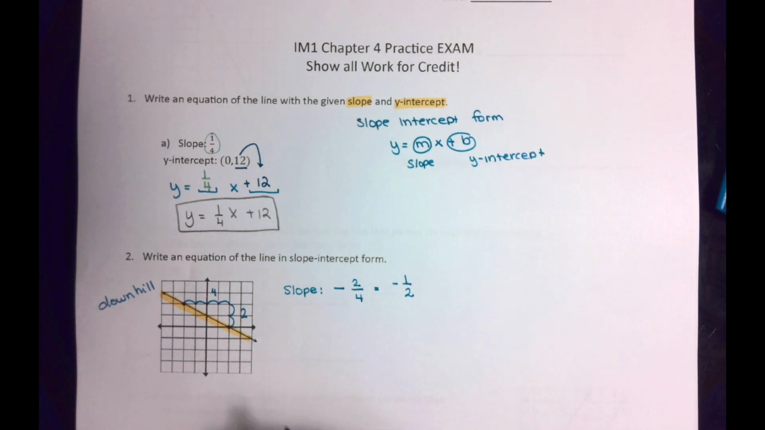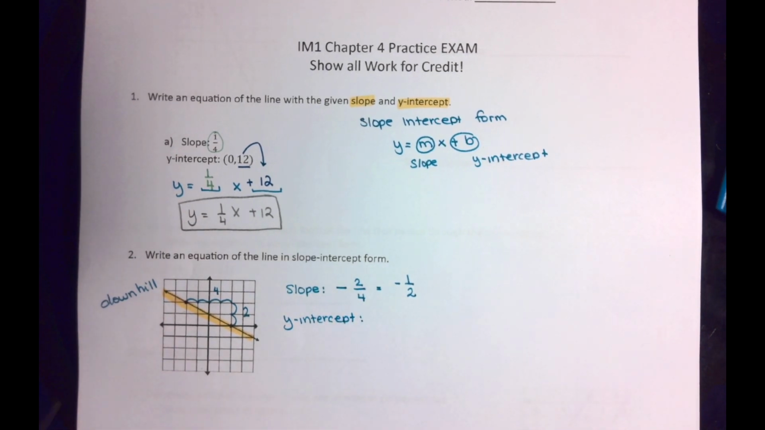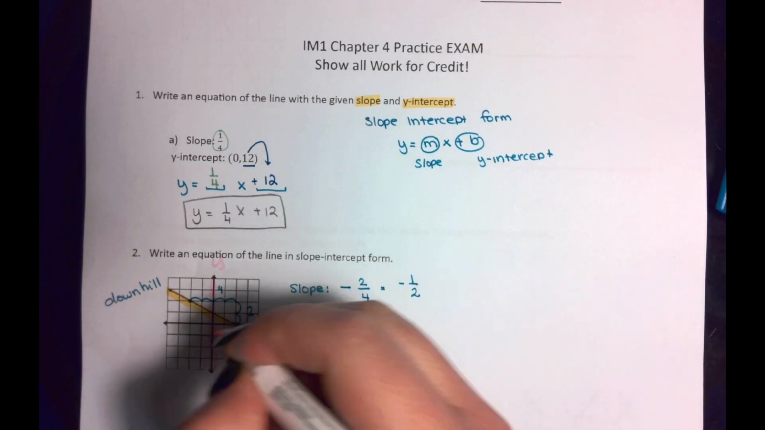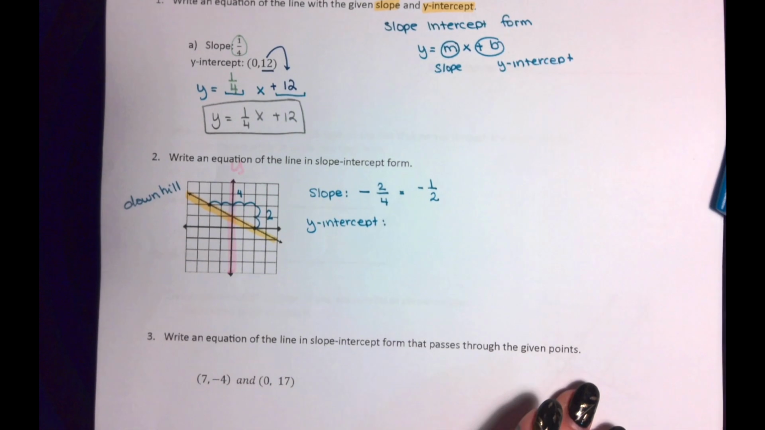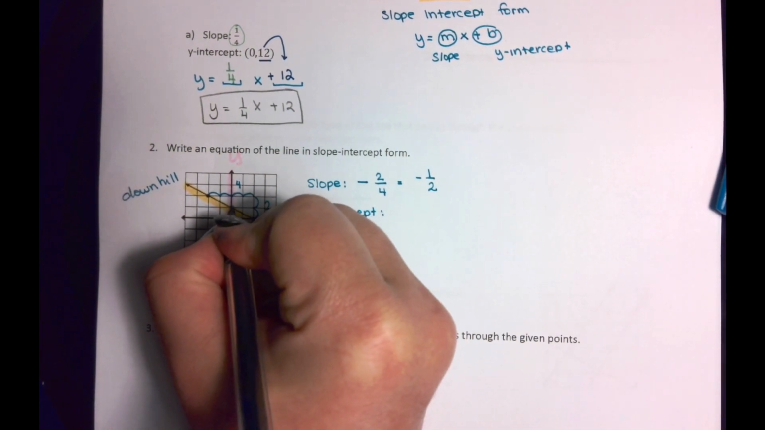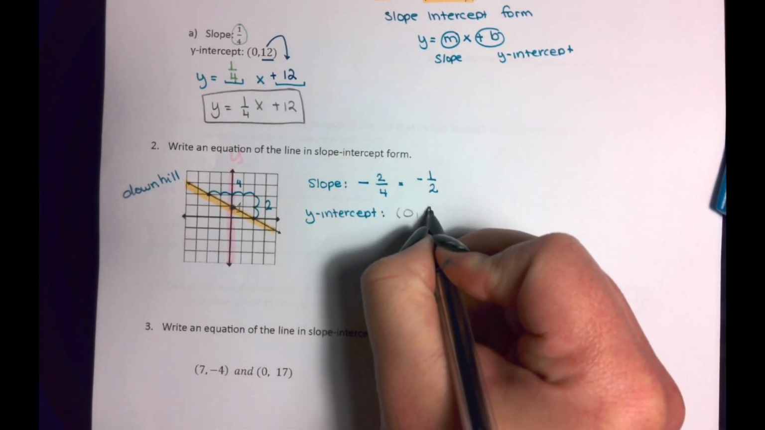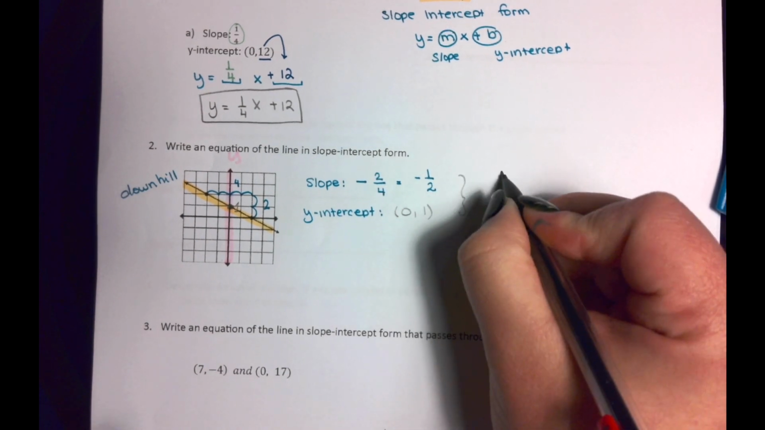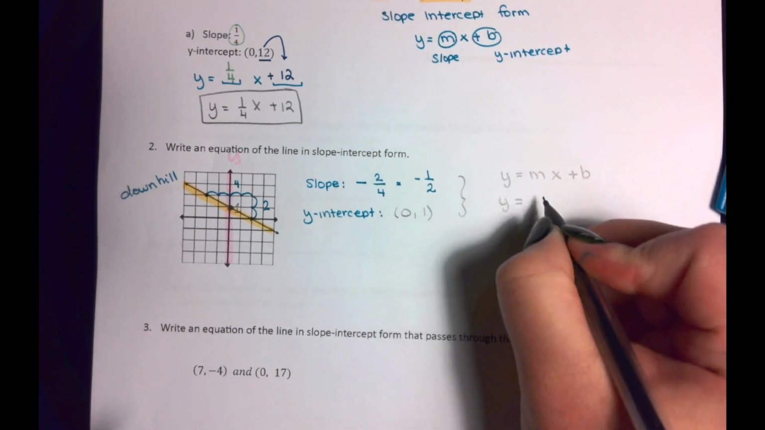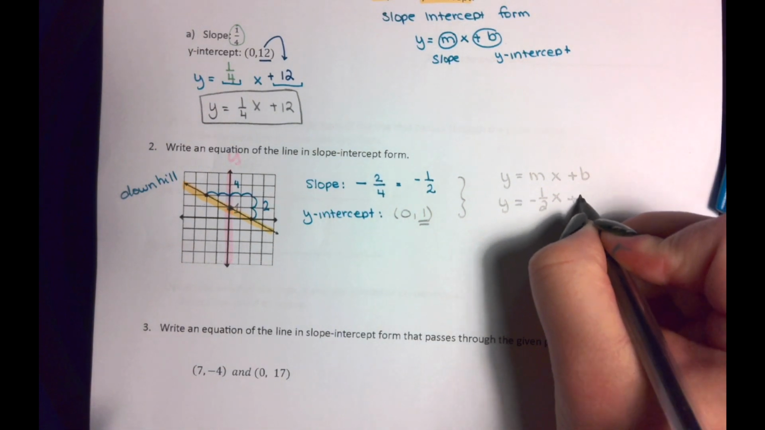And then for your y-intercept, you're going to take a look at your y-axis. Here's your y-axis, and see where the intersection happens between your line and your y-axis. For us, it is here. You're going to take a look at what number this is. This is 1. So our y-intercept is at 0, 1. So we're writing our equation again. Y equals mx plus b. Y equals, what's our slope? Negative 1/2. What's our y-intercept? A positive 1.